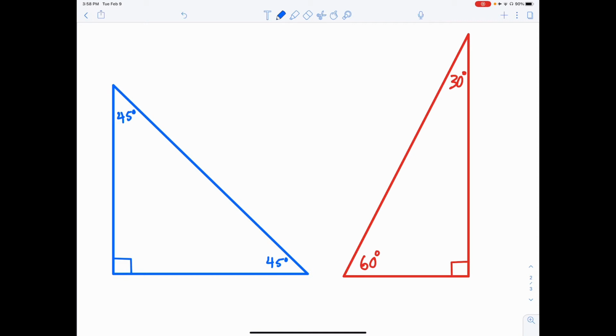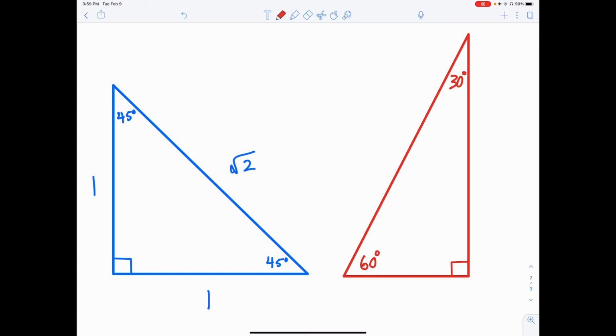For the 45-45-90, this is pretty easy because we know that two sides with the same angles need to have the same length. So we know that each 45 degrees gets a length of 1. 1 here, 1 here, leaving the square root of 2 to match with the 90-degree angle.